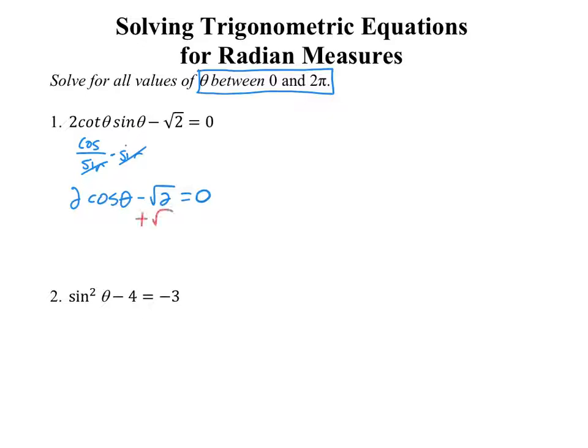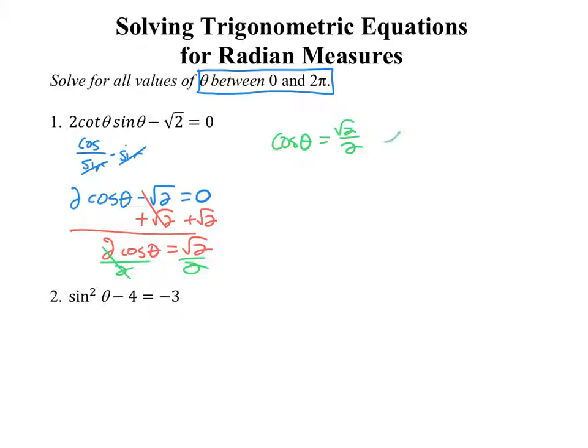And we can add the square root of 2 to both sides. And we'll have 2 cosine theta equals the square root of 2. And then we can divide by 2 on both sides. And we'll end up with cosine theta equals the square root of 2 over 2. So now we want to figure out where is cosine ratio square root of 2 over 2.